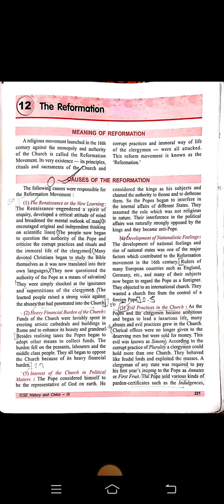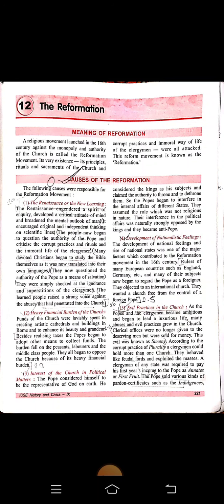Number four, development of nationalistic feeling. The development of nationalistic feeling and the rise of national states was one of the major factors which contributed to the Reformation movement in the 16th century. Rulers of many European countries such as England, Germany, etc., and many of their subjects now began to regard the Pope as a foreigner. They objected to an international church. They wanted the church free from the control of this foreign Pope.